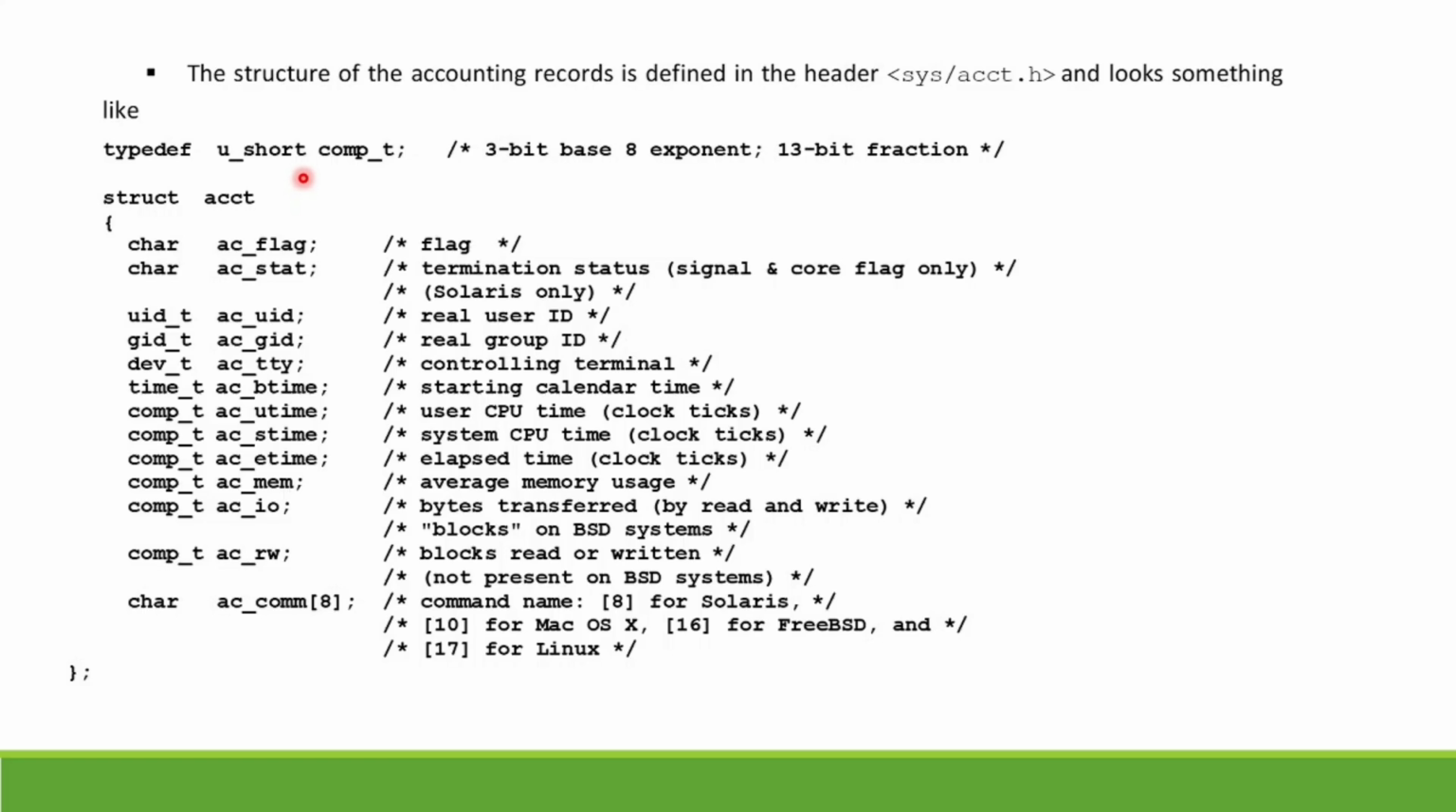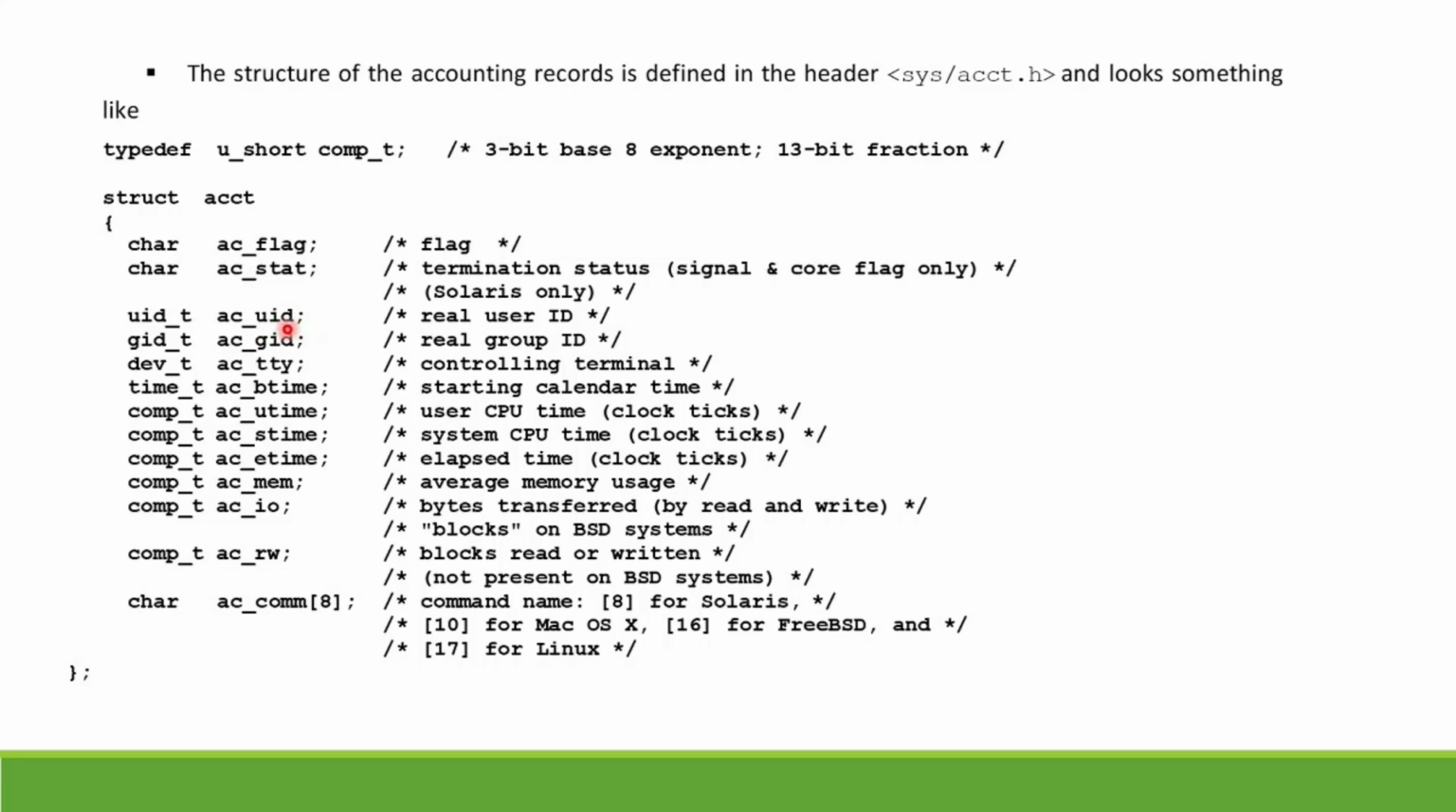The accounting details are maintained using the data type ACCT, which is a structure, and these are the heterogeneous values of the process that got recorded. This contains the recording information. Let us see each one of these. First is the flag, which will be set to one of the flag values we will look at in an upcoming slide. Then comes the termination status of the process, how the process got terminated.